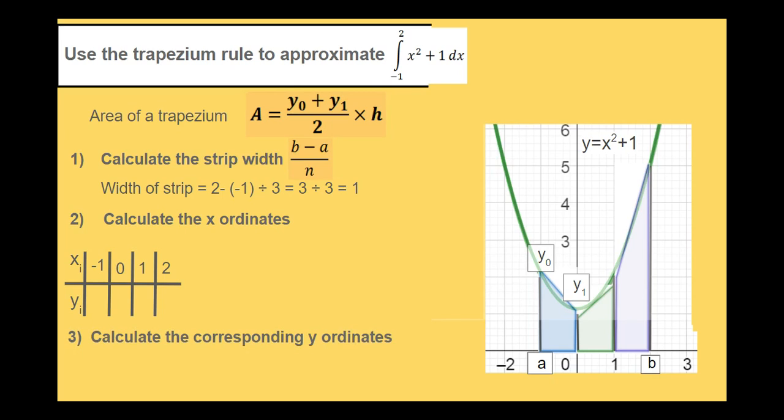We've calculated our x ordinates. We can find our corresponding y ordinates. We do that just by using our function x squared plus 1. So we'll do that for each x ordinate. We've got them.